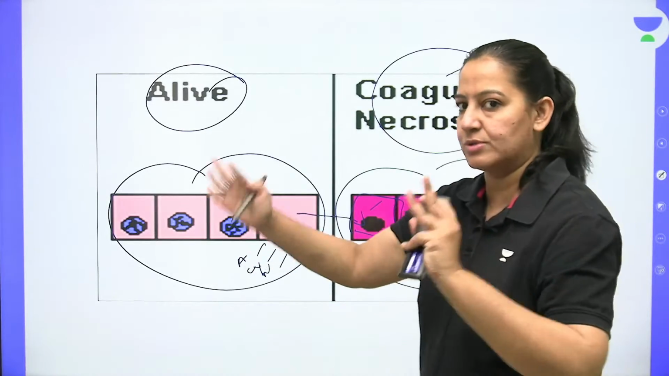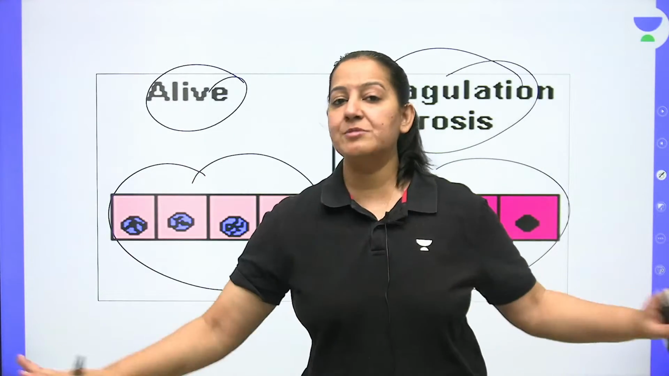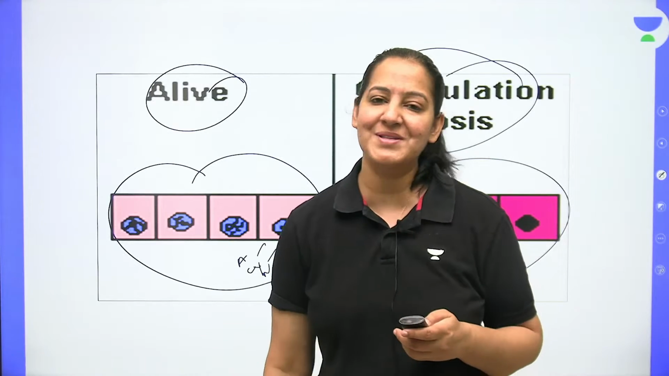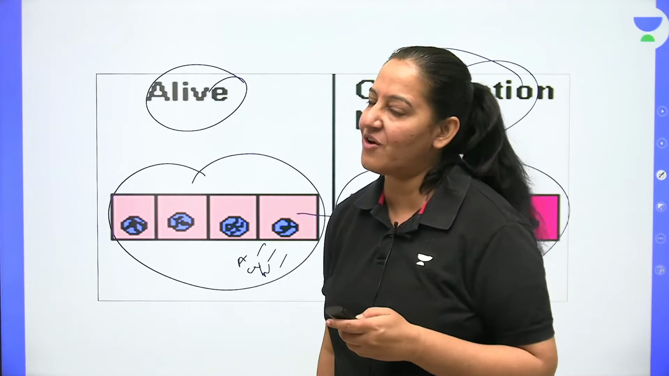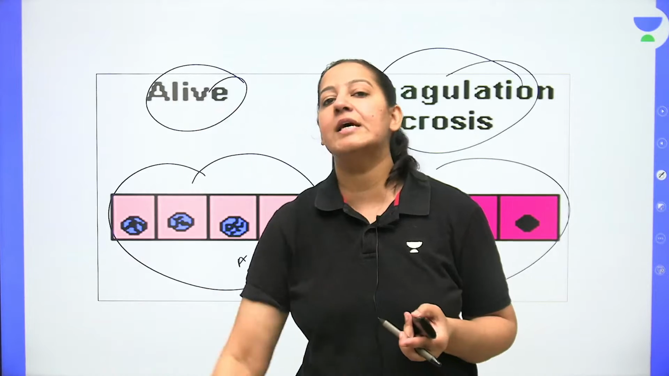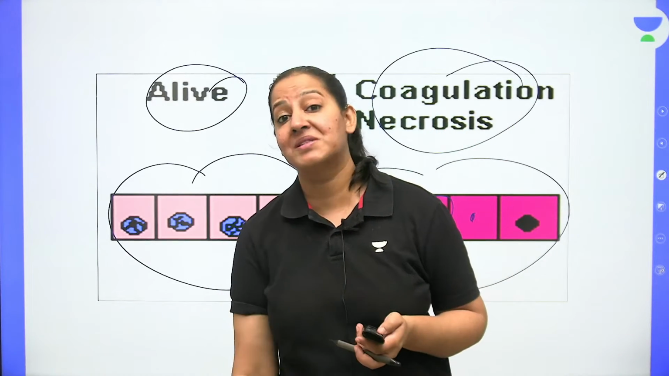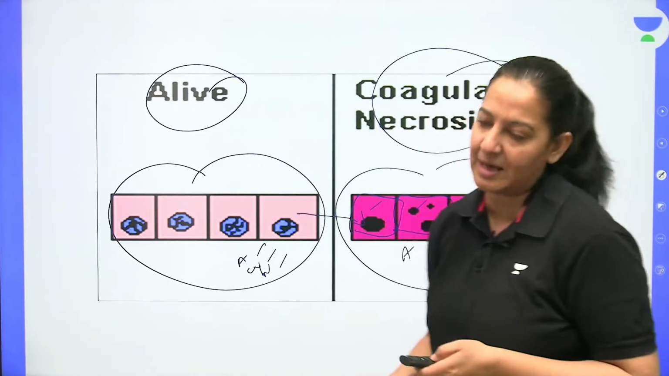We have only borders. We have only outlines. The cytoplasmic details are lost. The nuclear details are lost. Give me a thumbs up. This necrosis is known as coagulative necrosis. So what is the definition of coagulative necrosis? It is a necrosis in which architectural details persist, but nuclear and cytoplasmic details are lost. This is the definition of coagulative necrosis. Give me a thumbs up.